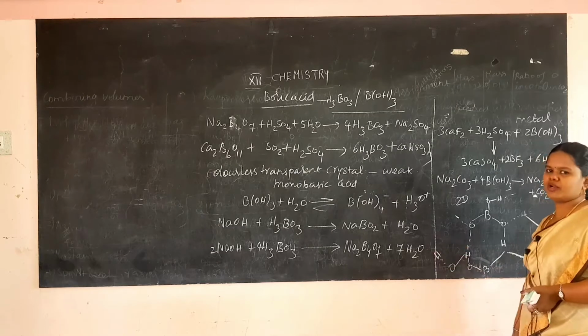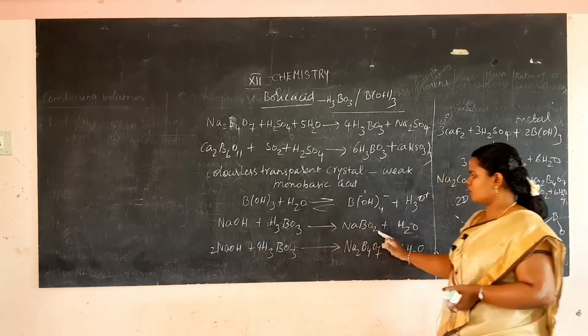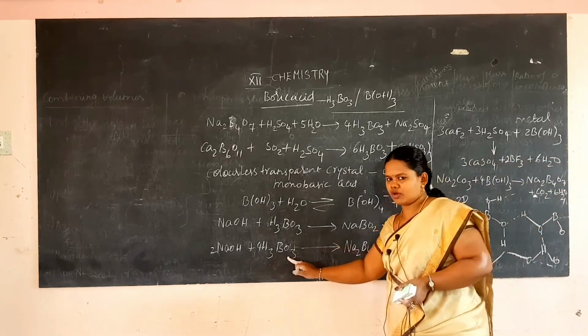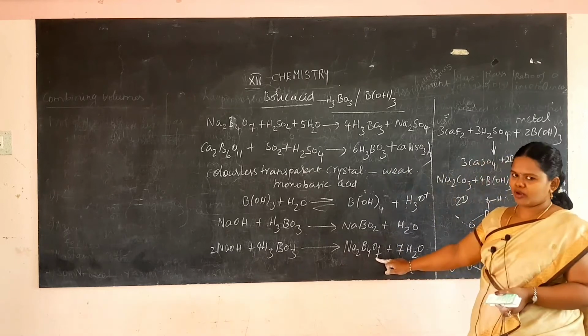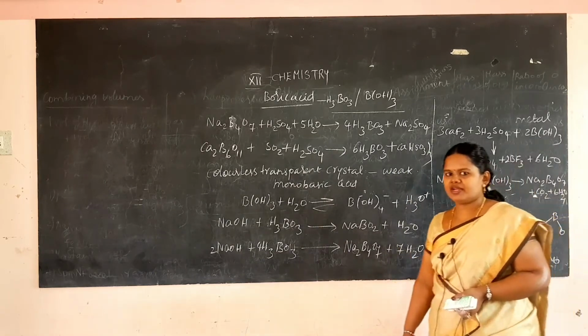This is another important property. When sodium hydroxide is treated with boric acid, it forms sodium metaborate and water, and when sodium hydroxide is treated with excess boric acid, it forms what? Borax. This is the formula for what? Borax, Na2B4O7 plus 7 H2O.